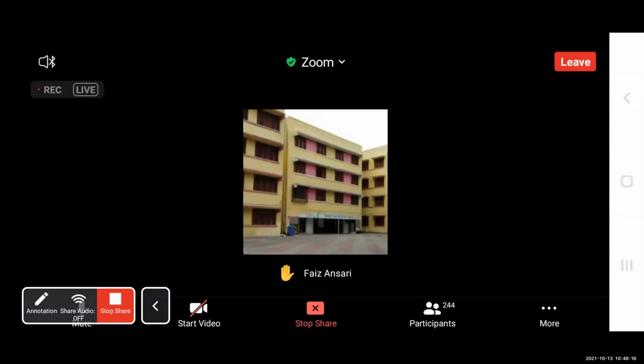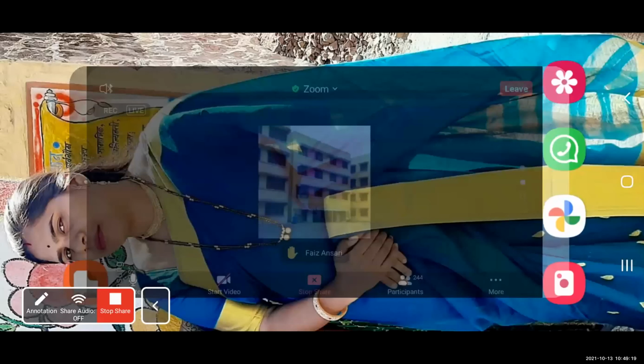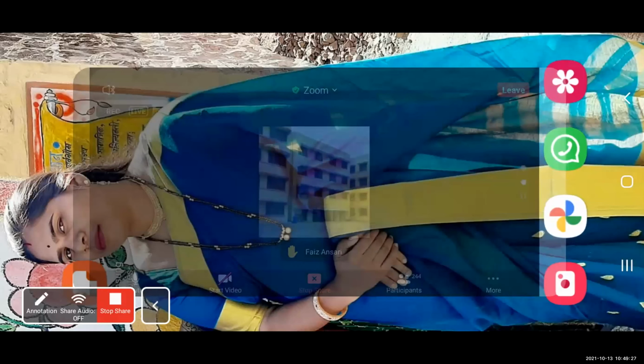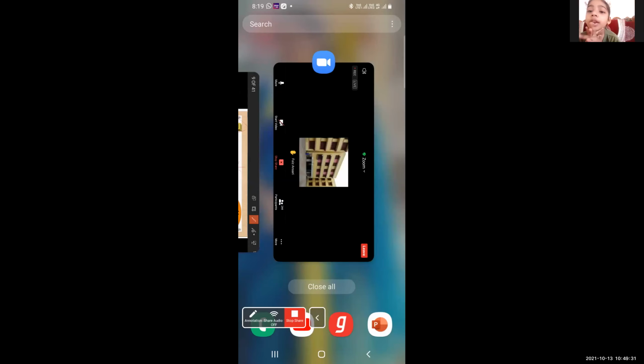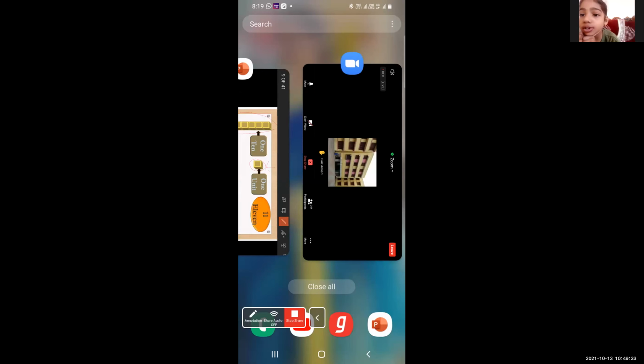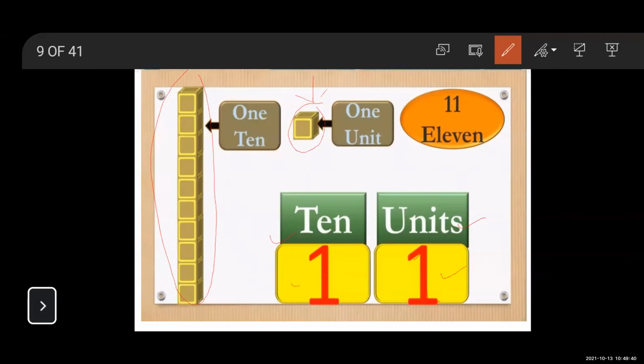How to spell the word 11? 10 and 1. Yes. 10 and 1, unit. 1 and 10. E-L-E-V-E-N. Write down 11 lines. Okay, let's see next.